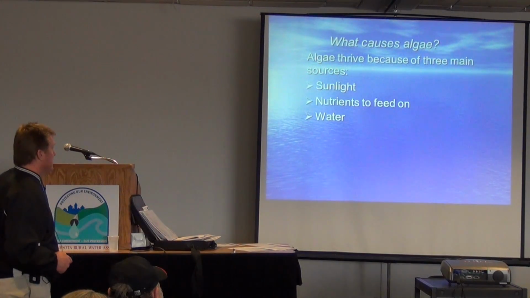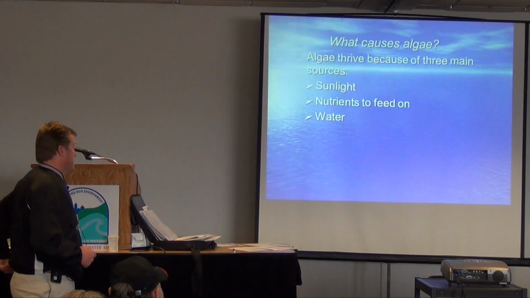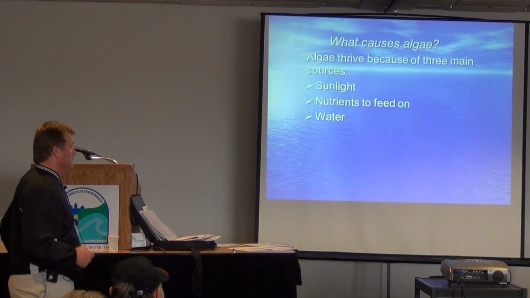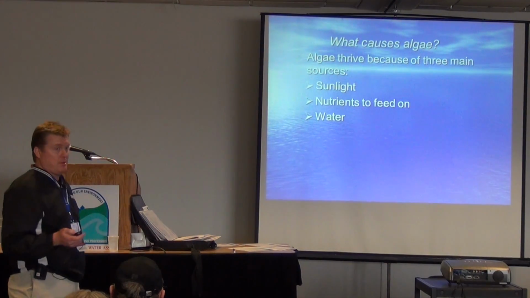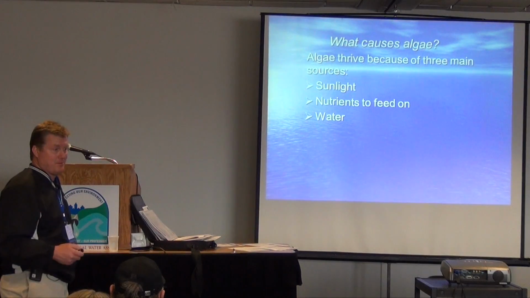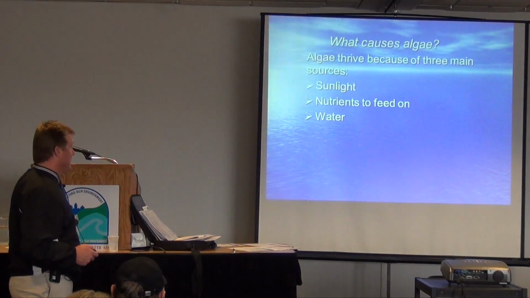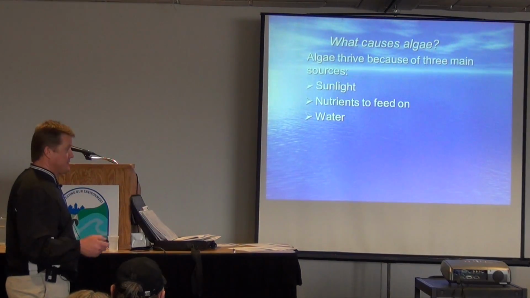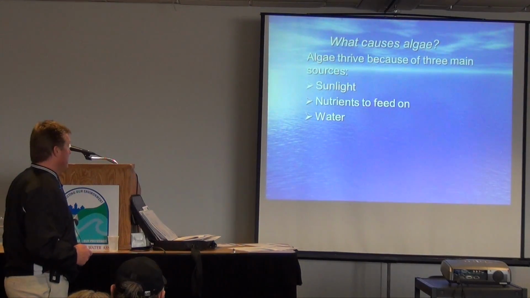What causes algae? Algae thrives because of three main sources: sunlight, nutrients to feed on, and water. And so essentially wastewater ponds are almost a perfect environment for growing algae. They're shallow, they get a lot of sun, there's lots of nutrients there, so it's a perfect environment for algae.